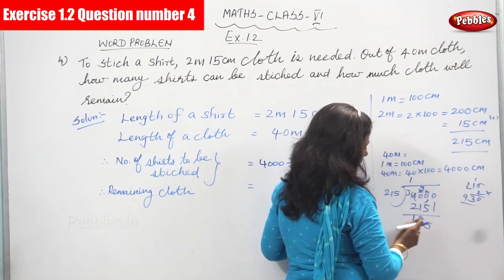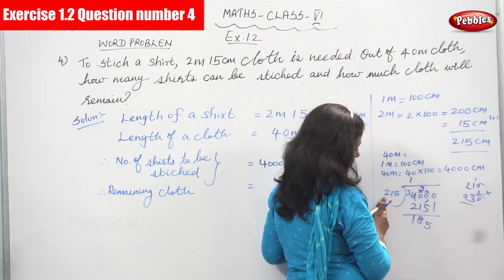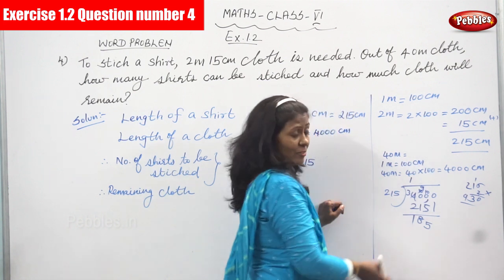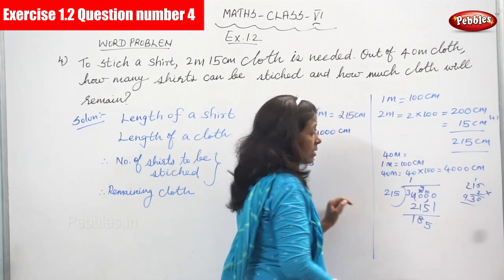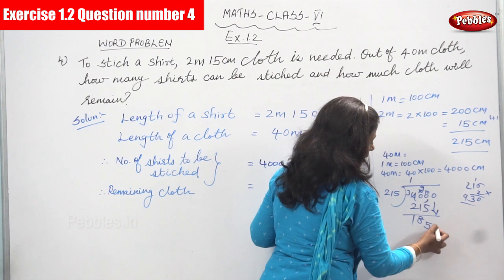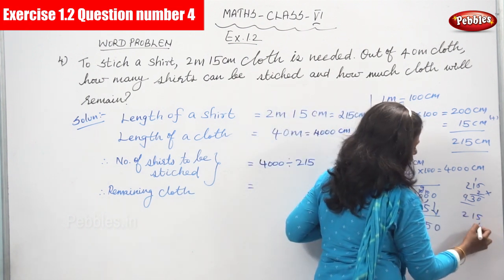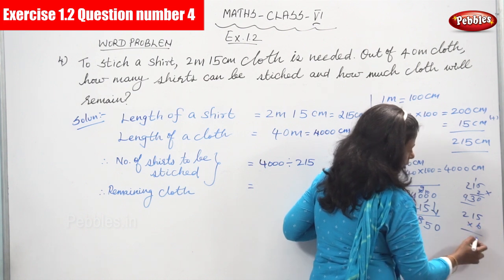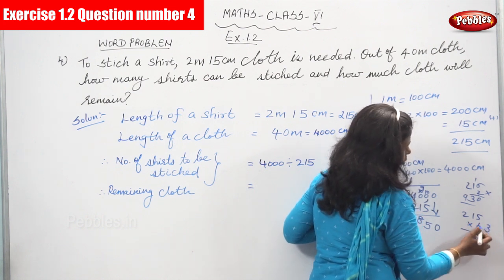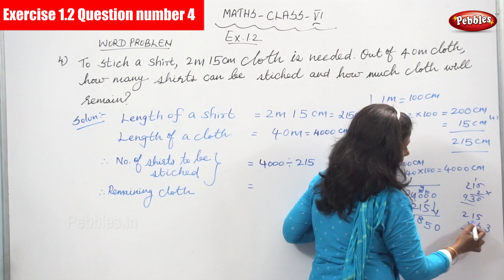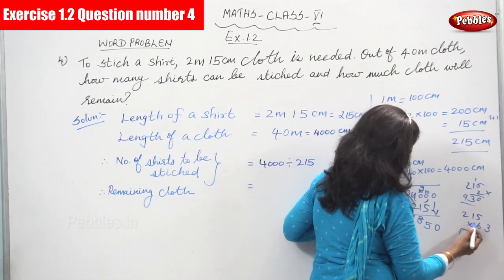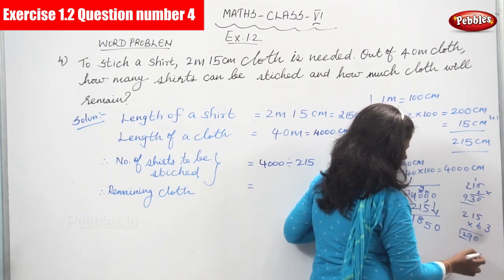Okay, these two numbers, the 185 and 215, you have to compare. So 185 is a smaller number, so you can't divide. So you have to bring down this number, 1850. So just count. Okay, 215 into 6, you just calculate. 6 5s are 30, carry 3, 1 6 are 6, 6 plus 3 is 9, and 6 2s are what? 6 2s are 12. So it is less.